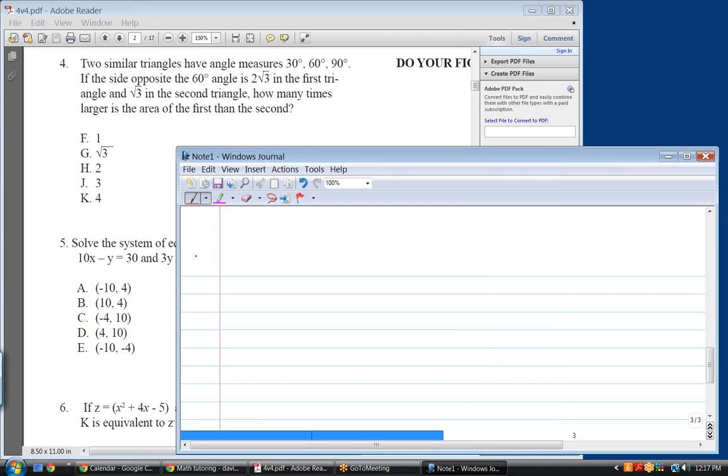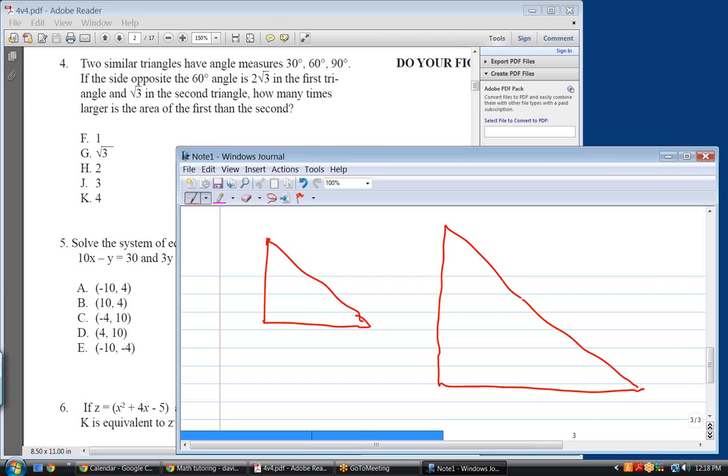Okay. Two similar triangles. What's similar mean? That they have the same basic shape, kind of. I don't know how to describe it. Well, the best way to describe it is they have the same three angles. In other words, that angle is equal to that angle, and that angle is equal to this angle. The side relationships can be anything you want. As long as you have the three same angles, you have similar triangles.